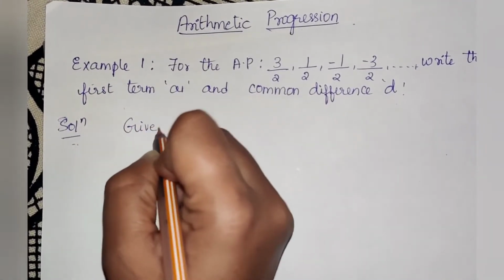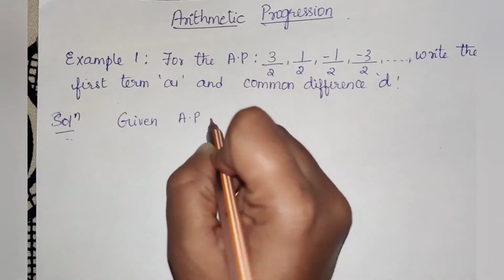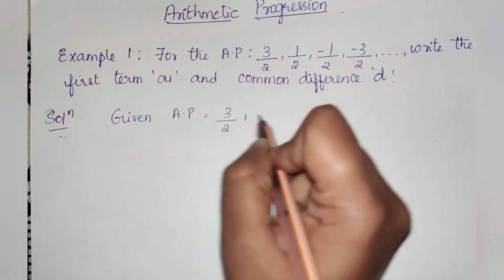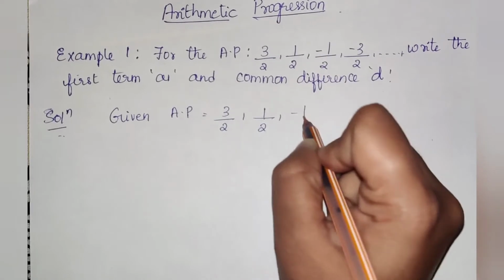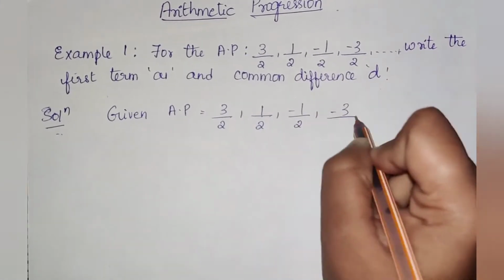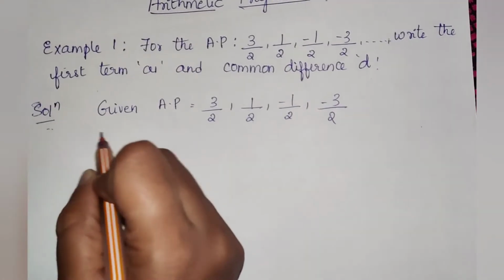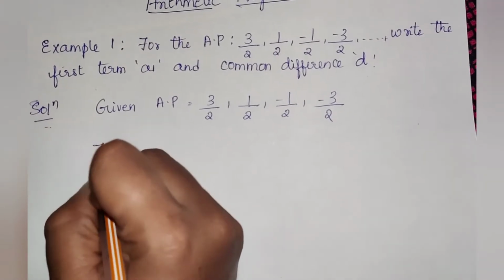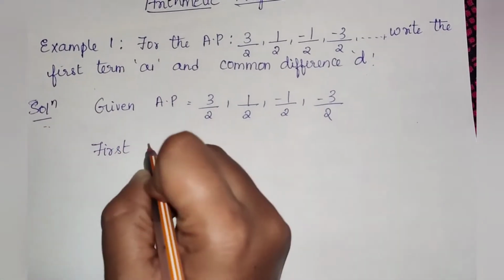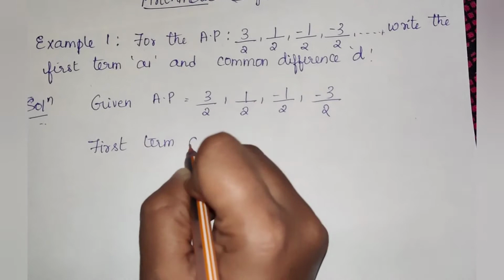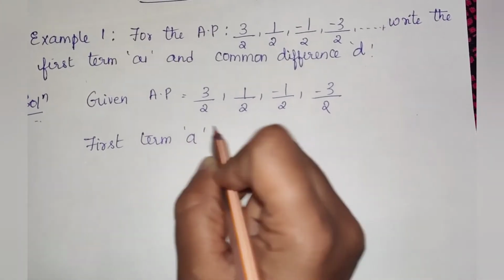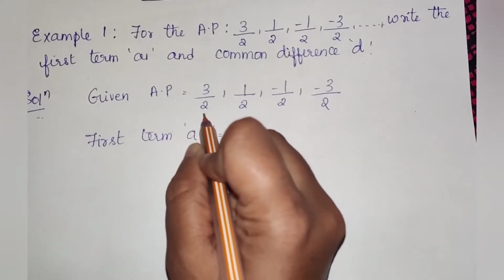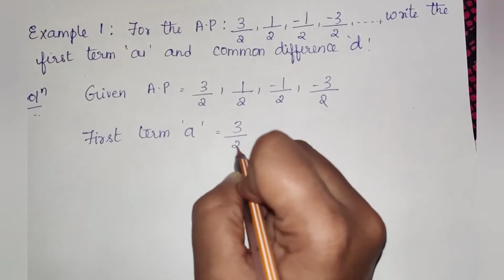Given AP 3 by 2, 1 by 2. So they have asked you to find the first term. First term A, that is equal to, what is our first term? This is our first term, 3 by 2.